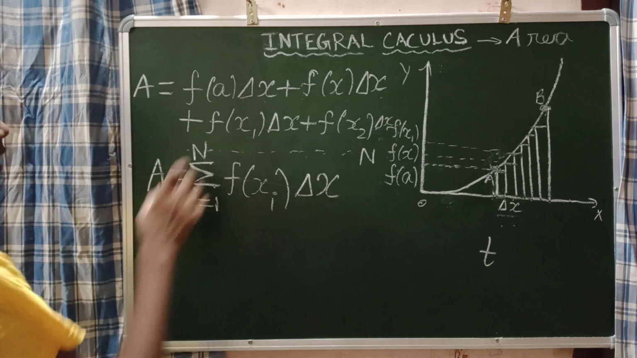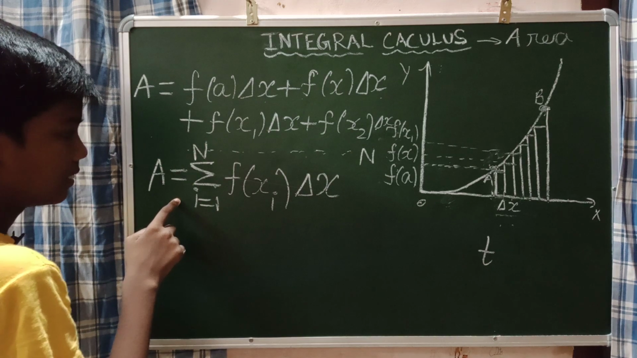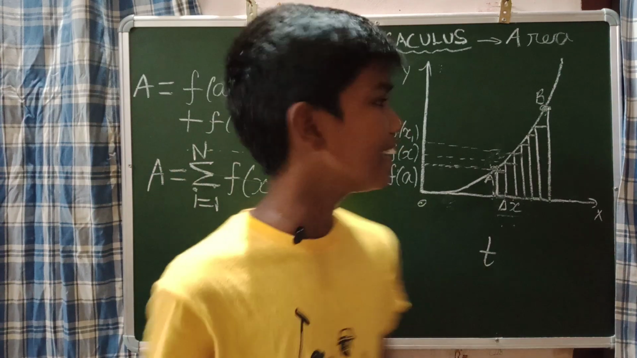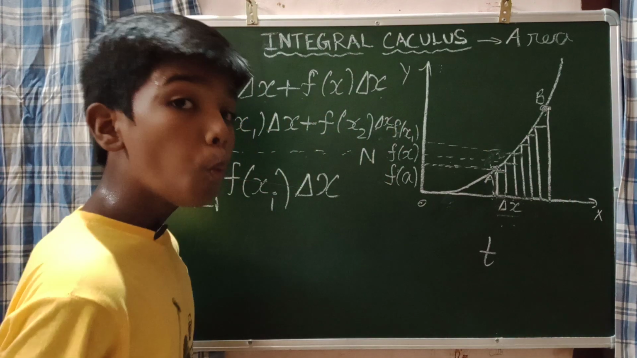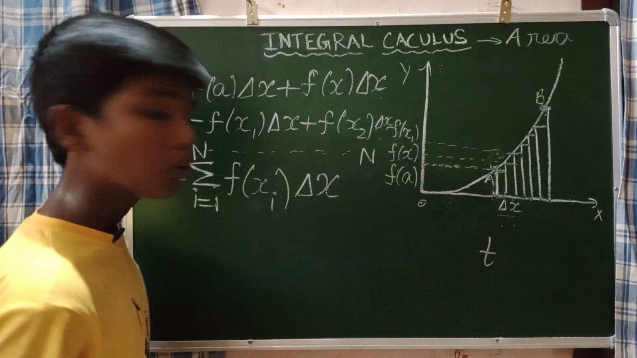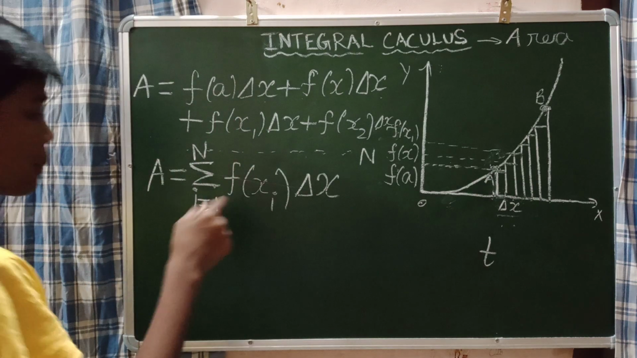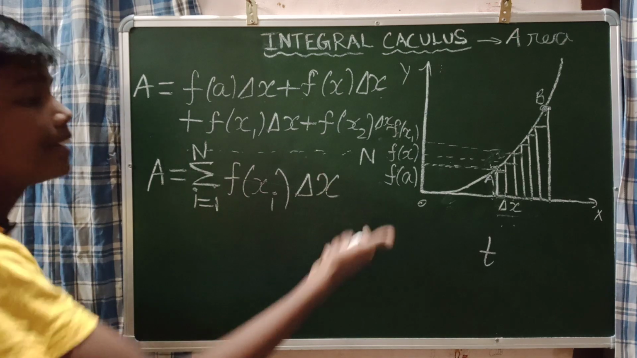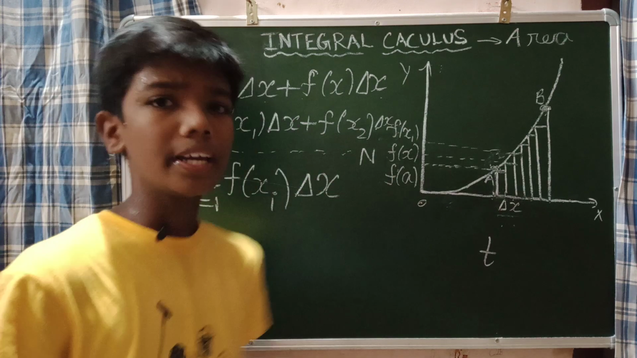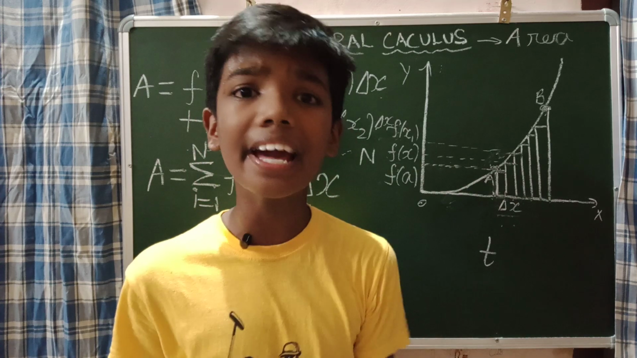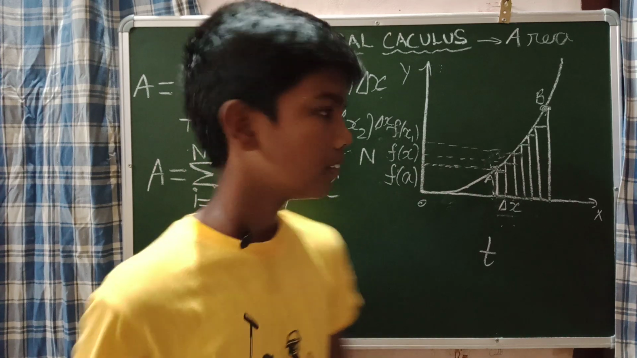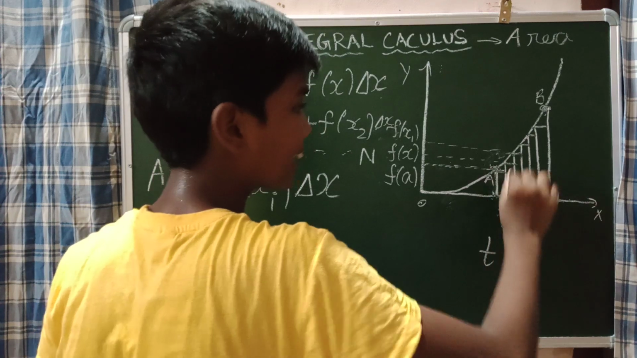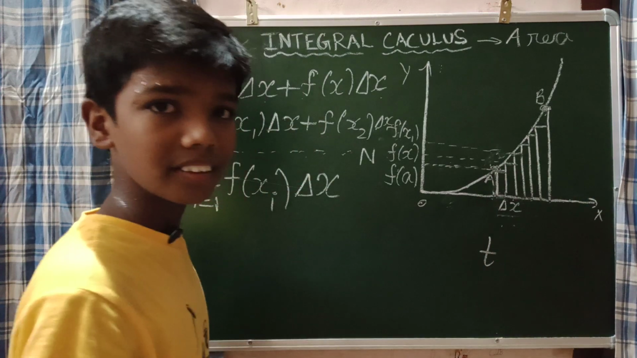Now understand, this area cannot be an accurate area for the total. Why can it not be accurate? That means this summation of the first part to the n number of strips, f of x ith part into delta x, cannot be an accurate area. Why? Please remember, we just found the area for the rectangles only and just added them.